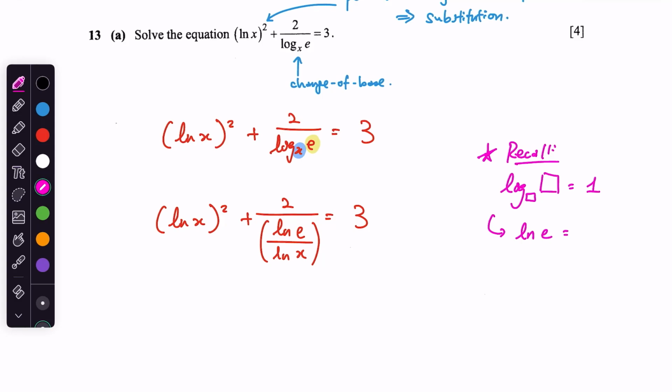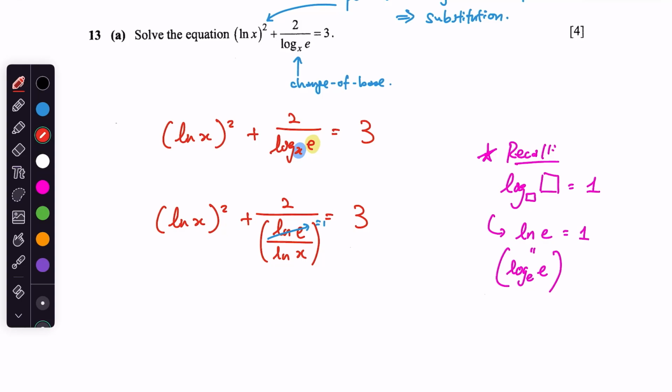That's because ln is actually just log base e. So it's like log base e of e equals 1. It's just that we don't write log base e. So just take note that it technically means that. Which means ln e is equal to 1. And then my ln x will just go upstairs. So let me just write down the equation again.